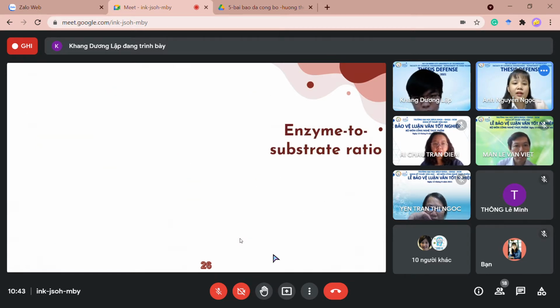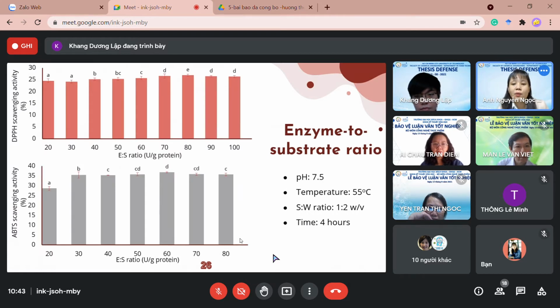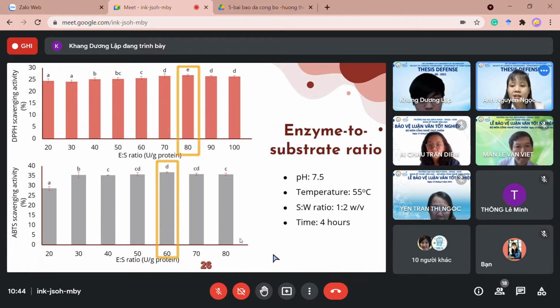For ES ratio, we experimented with samples from 20 to 100 U per gram for DPPH and 20 to 80 U per gram for ABTS assay. The graphs here indicate that the highest DPPH capacity was at 80 ratio, which distinguished from that of ABTS at 60 U per gram peak. Therefore, we use the ratios at each assay's peak to test the hydrolysis time.